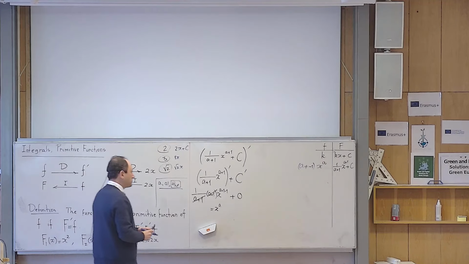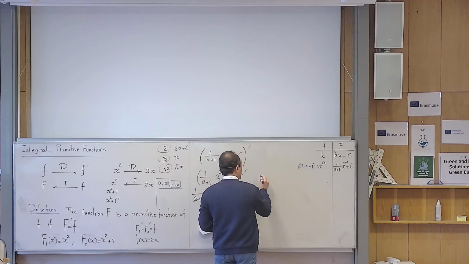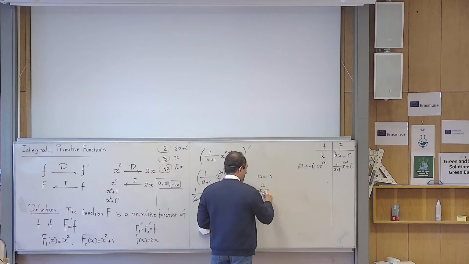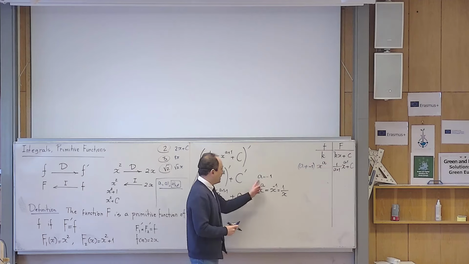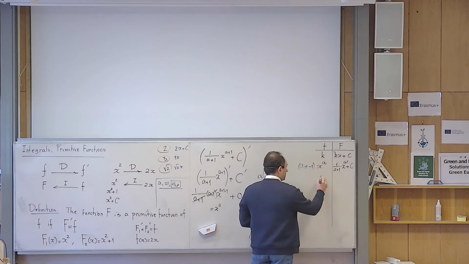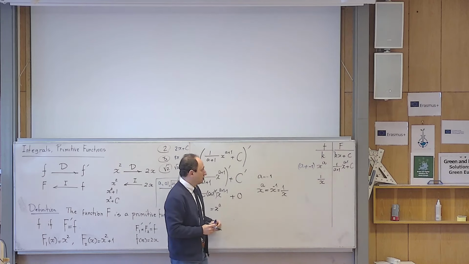Okay? Because if A is minus 1, what will happen? If A is minus 1, then my function x to power A is what? It is x to power minus 1, which is 1 over x. So in principle, when A is minus 1, instead of x to power A, I can write 1 over x here. Yes? And then, do you remember?